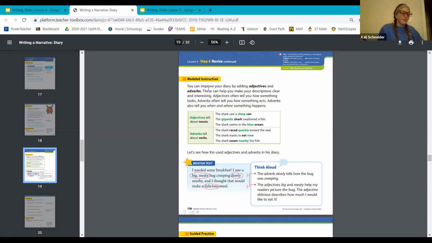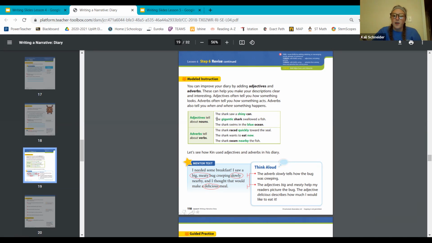So let's break it down a little bit farther today by reading "Adjectives tell about nouns" right here in this box. So adjectives tell about nouns. The shark saw a shiny can. If I take out the word shiny, listen: the shark saw a can. As a reader, yeah, we understand no matter what, they saw a can. But to me, the word shiny is telling you more about the can because it gives you a picture. It tells you that it's bright and it's easy to spot. It tells you that maybe it's a new can because it's shiny. So it gives you a better picture in your brain as a reader that the shark saw a shiny can.